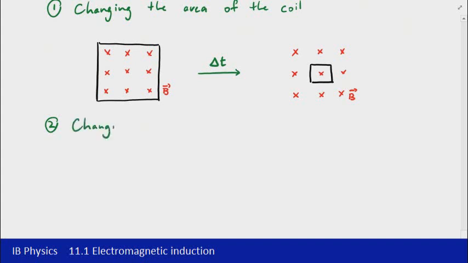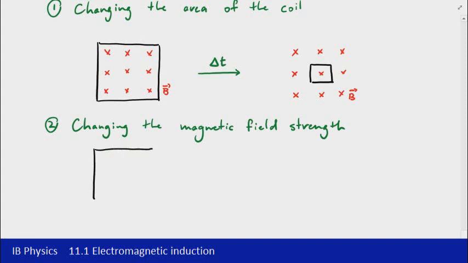The second way that we could induce an EMF is by changing the magnetic field strength or changing the magnetic flux density. And make sure you are comfortable with both of those terms. They can be used interchangeably. So again, if we start off with our coil or our loop, and at some later stage we'll see that loop is still the same size, so we're not changing the size of the loop at all, so that's staying now with the same area.